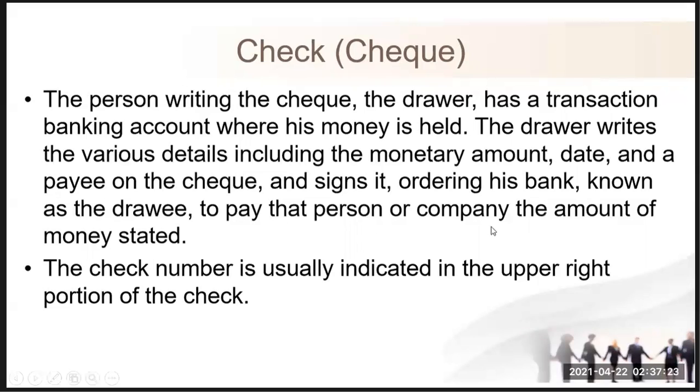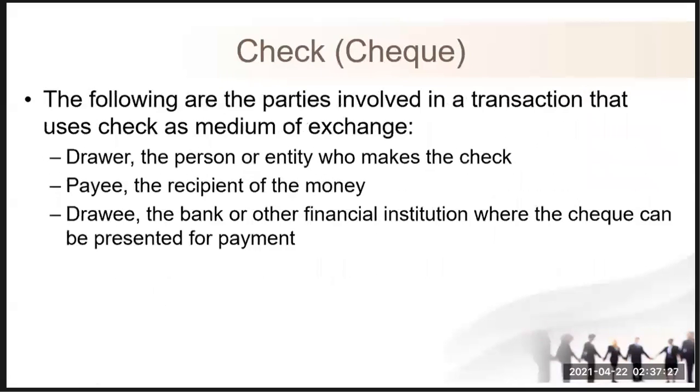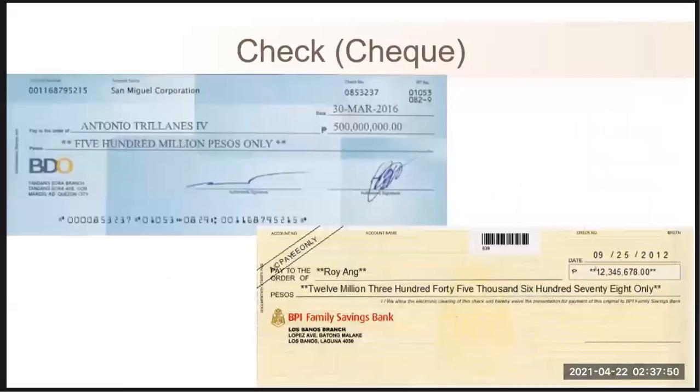The check number is usually indicated in the upper right portion of the check. The following are the parties involved in a transaction that uses check as a medium of exchange. Drawer, the person or entity who makes the check. Payee, the recipient of the money. Drawee, the bank or the other financial institution where the check can be presented for payment.